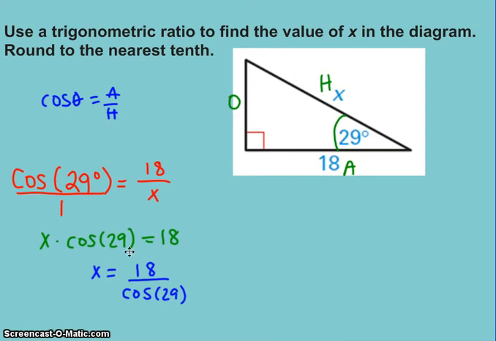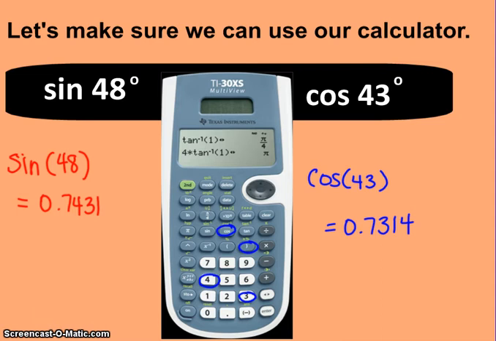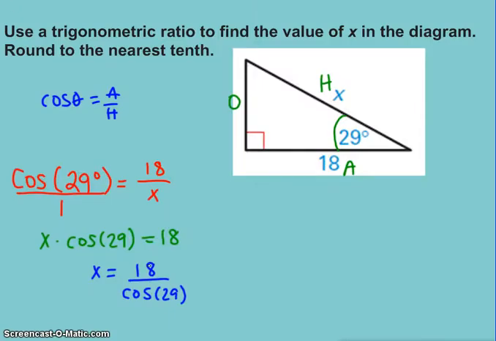So you're going to get your calculator out, and hit the n over d button right here. You're going to make yourself a fraction with 18 on the top and cosine of 29 on the bottom. What you should get is 20.6. I don't see any units, so that would just be our answer there.